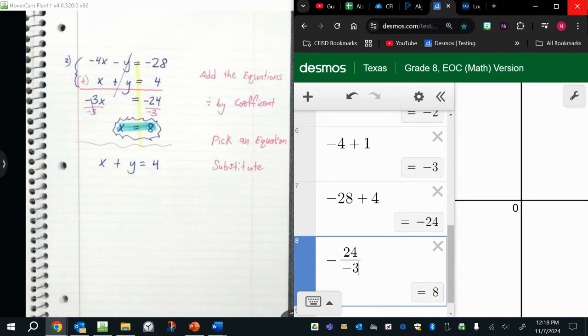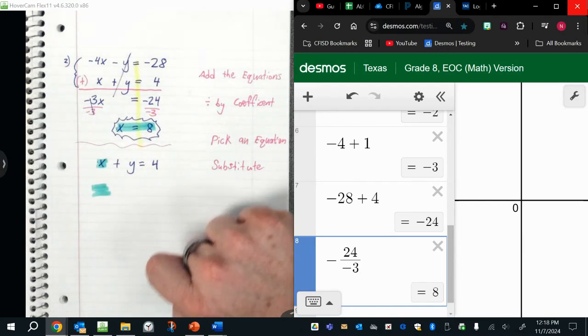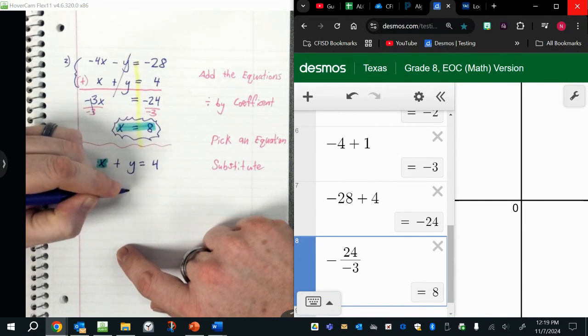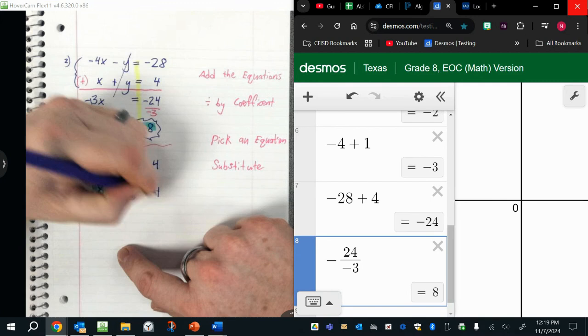What do we know? Oh, we know that x is 8, right? We know this is 8 plus y equals 4.